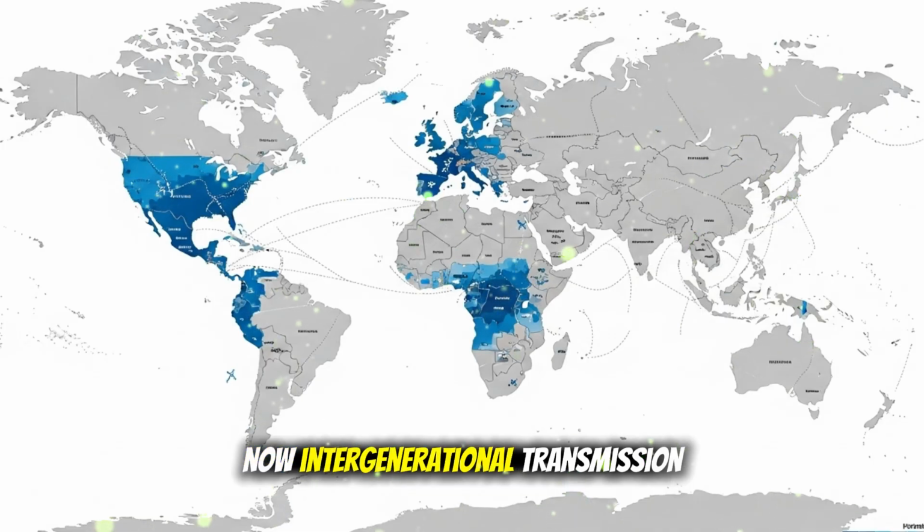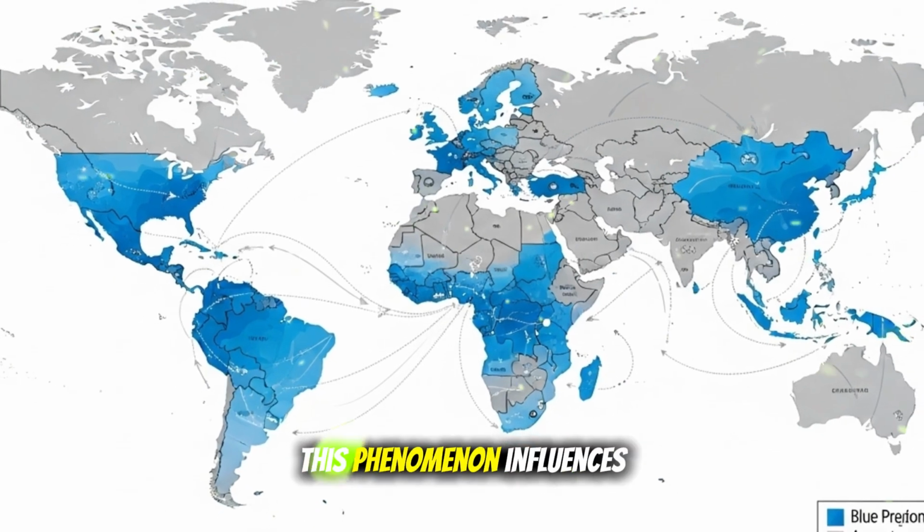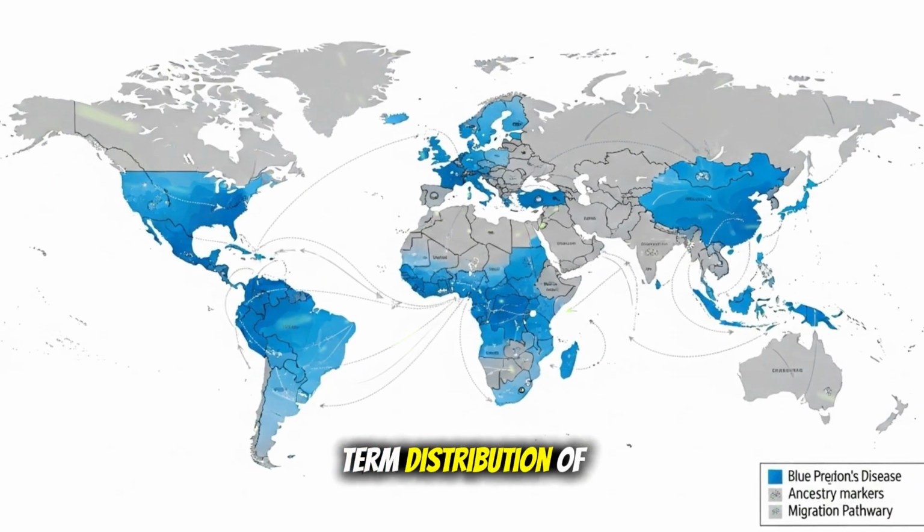Now, intergenerational transmission plays a central role in the expansion process. Repeat numbers may increase when passed from parent to child, particularly through paternal lineages. This phenomenon influences both the age of onset and the long-term distribution of the disorder across families.